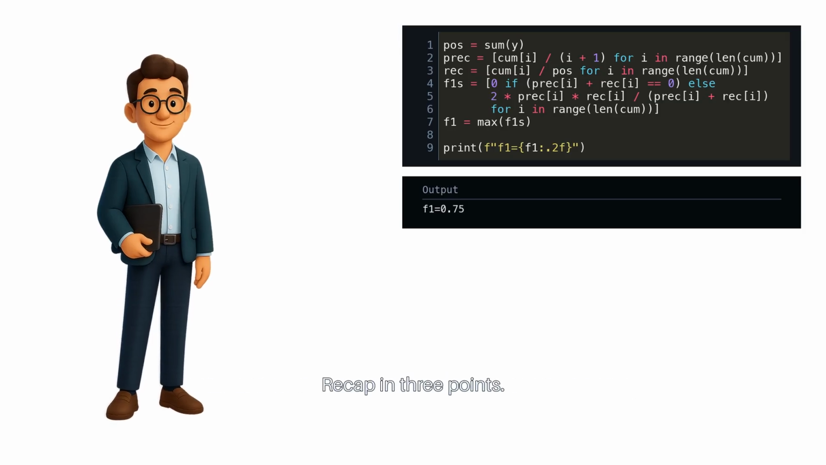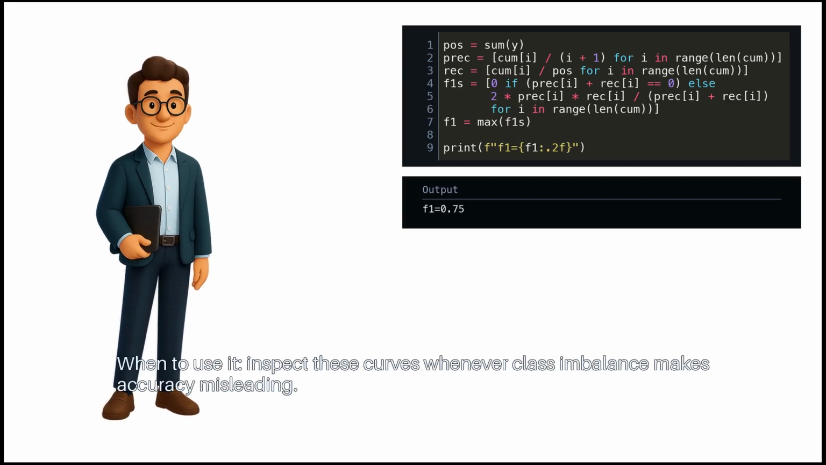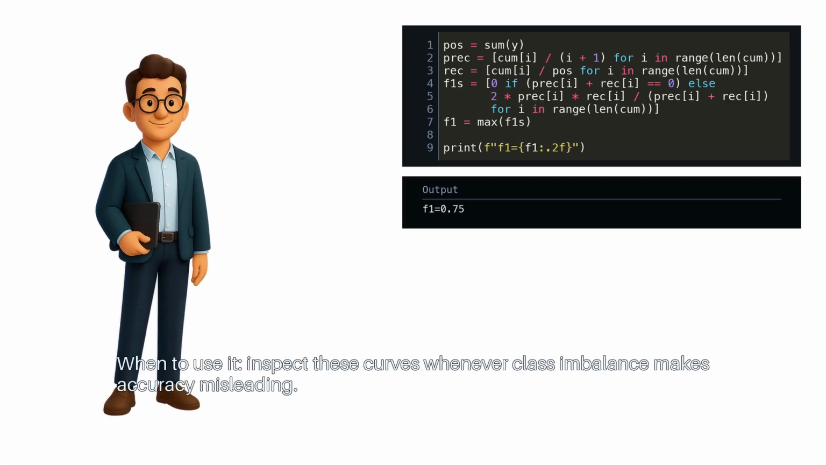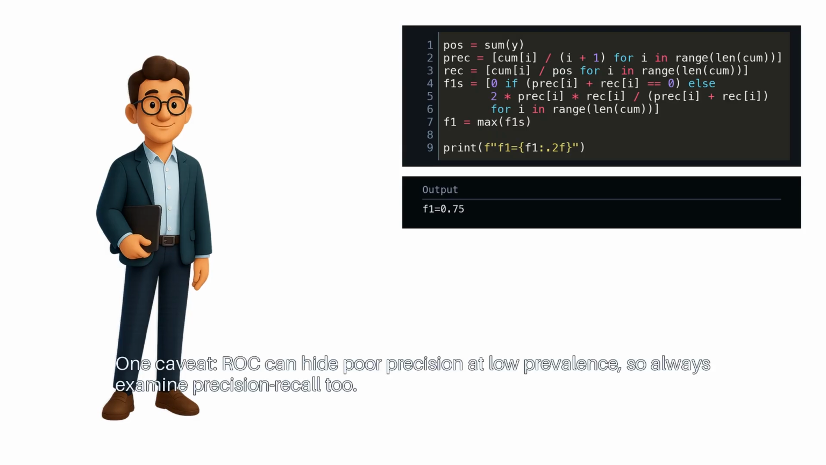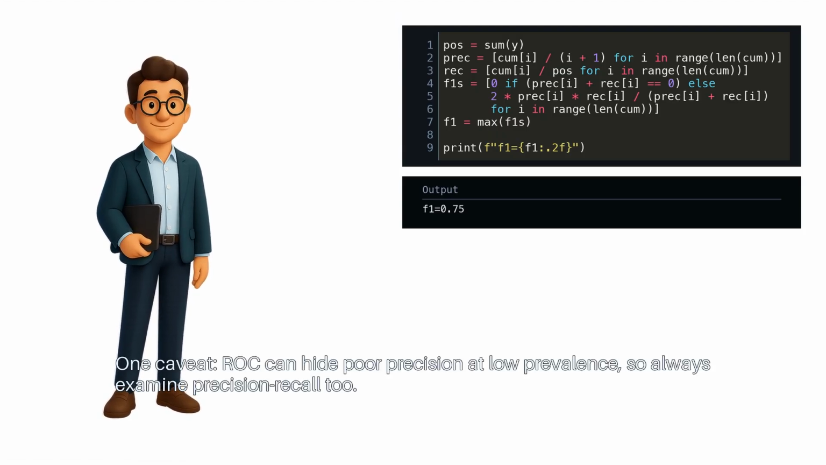Recap in 3 points. What it is. ROC measures score ordering, and precision recall shows threshold trade-off when positives are rare. When to use it. Inspect these curves whenever class imbalance makes accuracy misleading. One caveat, ROC can hide poor precision at low prevalence, so always examine precision recall too.